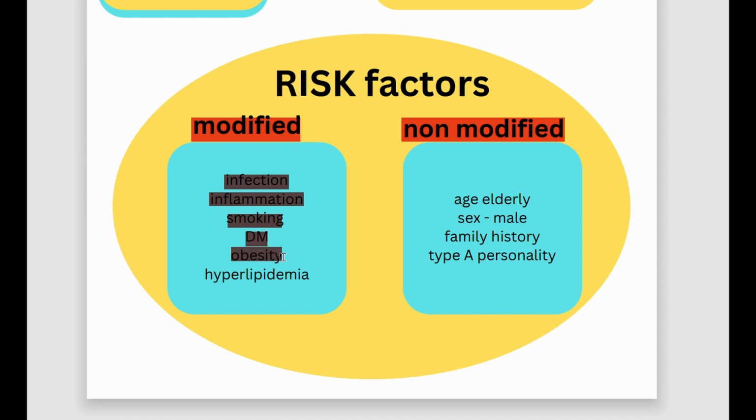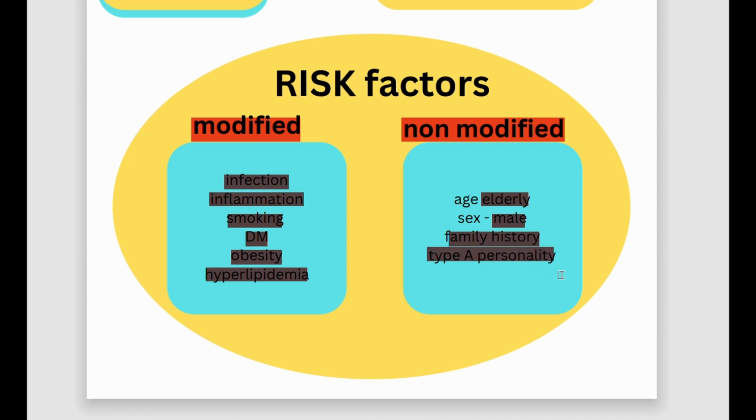These are the modifiable risk factors that lead a person to get myocardial infarction. The second group is the non-modifiable risk factors. It may depend on age, like the person may be elderly, or sex, majorly male, or family history. Some of the family members may have a hereditary tendency toward myocardial infarction, and type A personality.